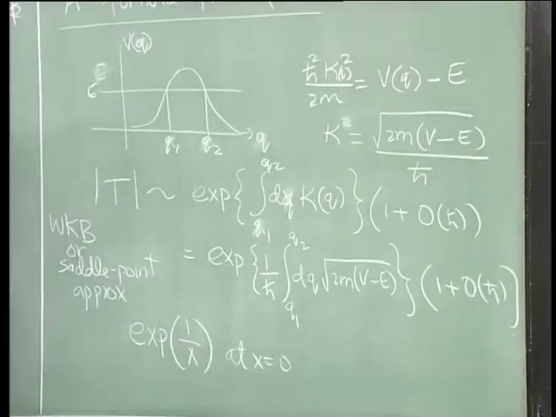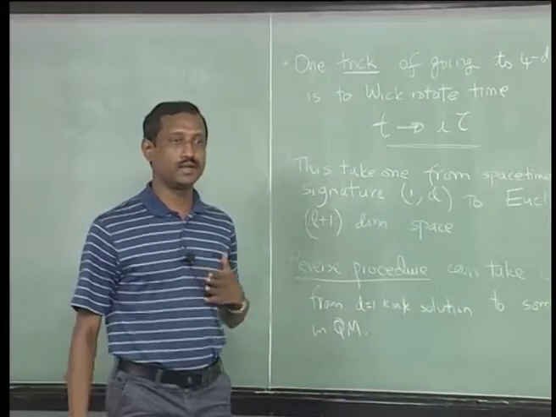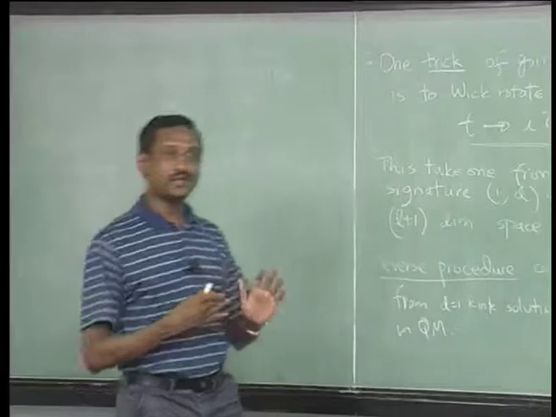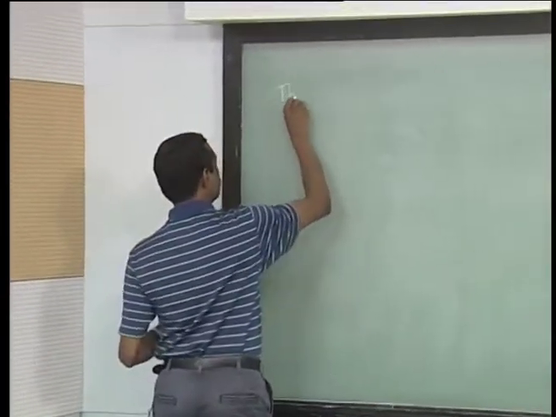Okay. So the question would be, is there a way of understanding the same WKB kind of answer in another method, and the answer is yes, you could use path integrals. Okay. So, the Feynman path integral.